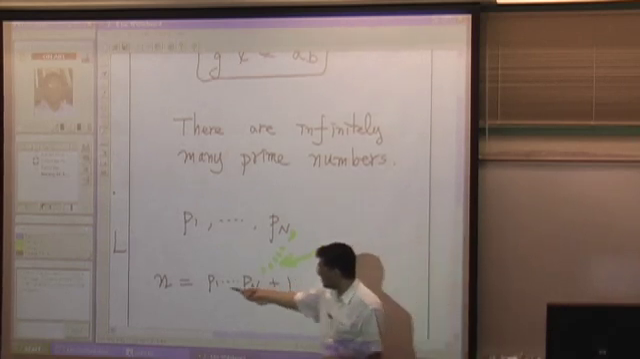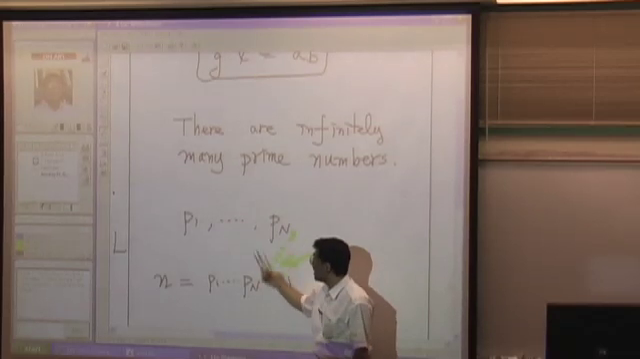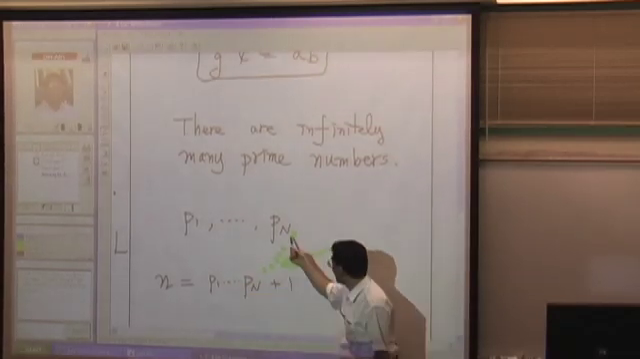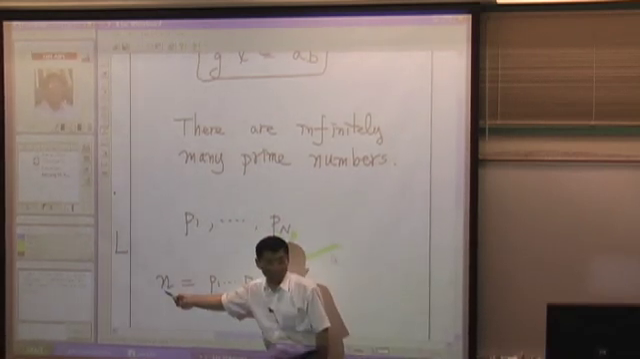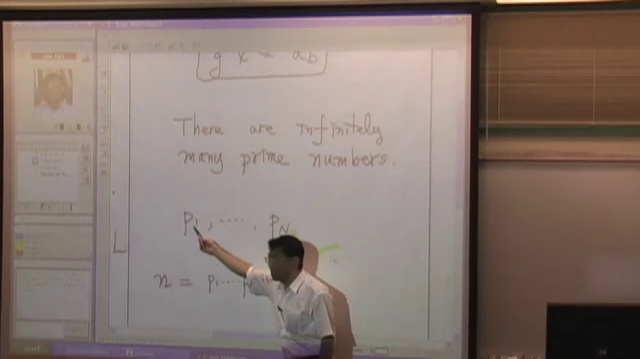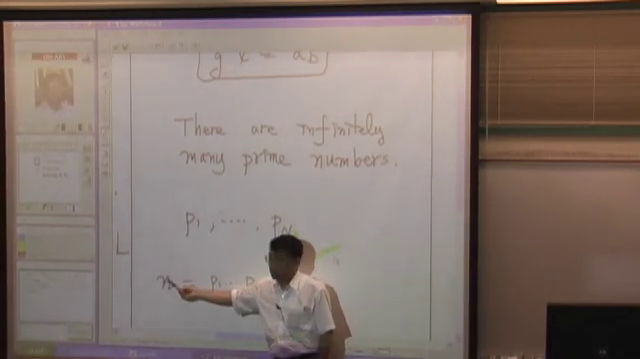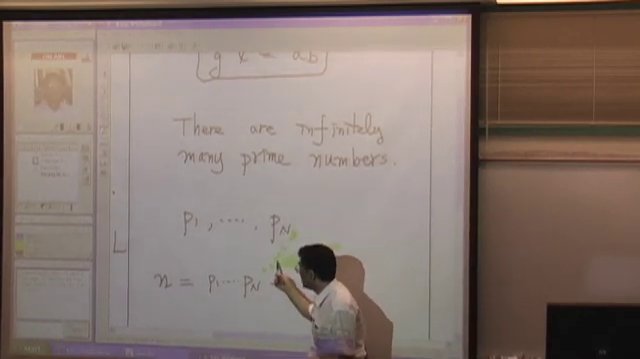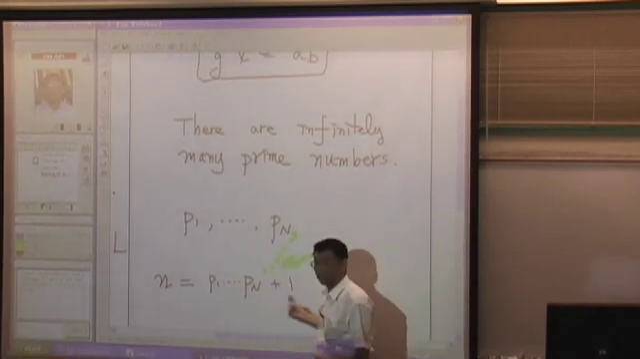If we divide this number by primes p1 through pn, then it cannot divide, right? If we try to divide. But some number in between may divide this N. Do you know what I mean? Do you get it? These numbers p1 through pn cannot divide N. But some number in between here may divide N. That means this is not necessarily a prime.